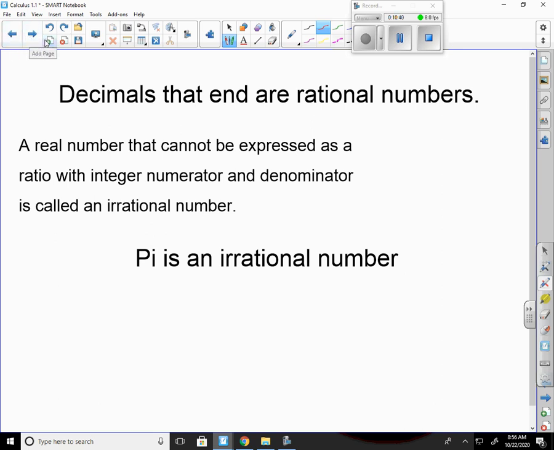Okay, back to the lesson. Decimals that end are rational numbers. So if I have a decimal like, say, 0.55, can I express that as a fraction? Yes, that's just 55 over 100. That is 0.55 as a fraction. I could reduce that, but the whole point is, as soon as I can make it into a fraction, I'm done. Pi is an irrational number, and the reason it's irrational is because it goes on forever. There is no stopping pi.